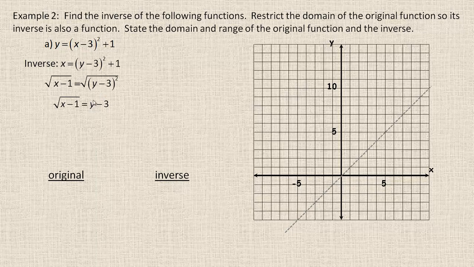And the next thing I want to do is, now I've isolated for y minus 3. Now I want to isolate for y, so I want to get rid of this negative 3. So I'll bring this over here, and of course it'll be a positive 3 on the left side. So x minus 1 plus 3 is equal to y.